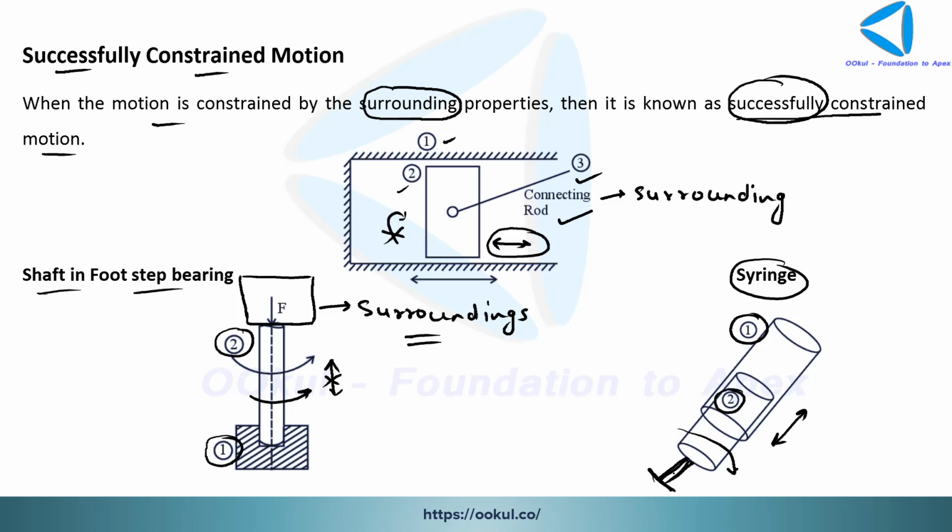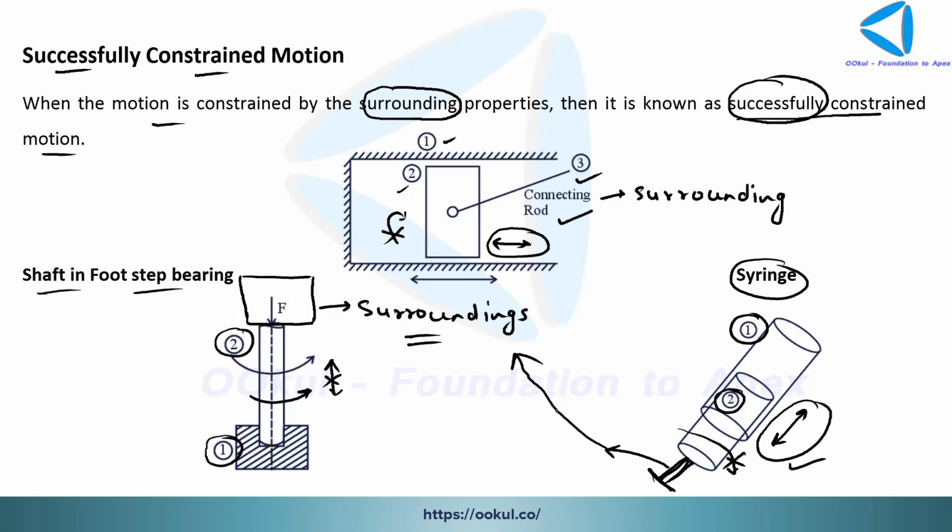So what we do in the case of a syringe, we just make this motion restricted and we just allow this motion. Okay, so only this motion is allowed. So what happens when only your translational or reciprocation motion is allowed? Again this part, the force that we are applying from our side, becomes your surrounding. The motion has been constrained by the surrounding properties, hence this is again a successfully constrained motion.